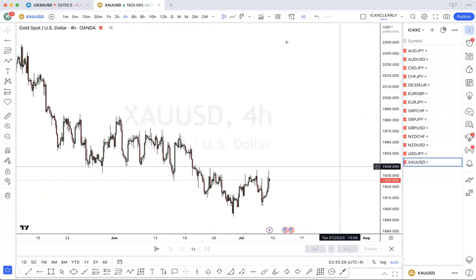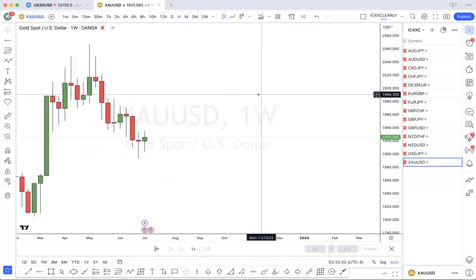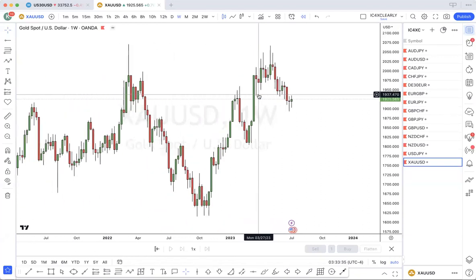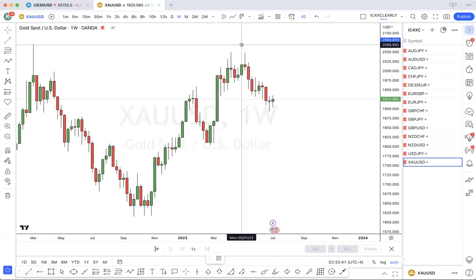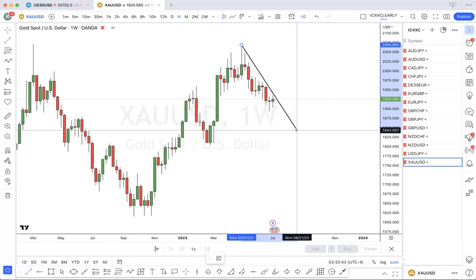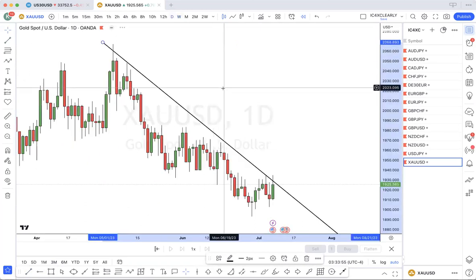Last but not least, we have a weekly bullish order block on gold. However, price is bearish. So this could just be, because you have a break, this could just be a correction. Go down to the daily.